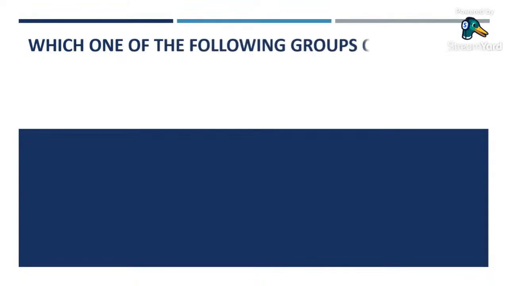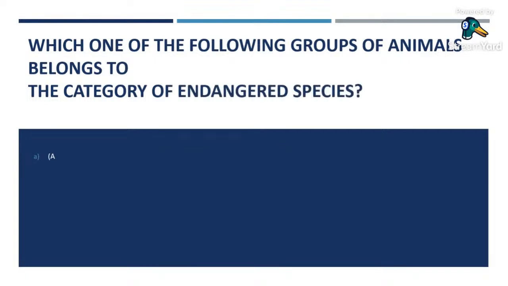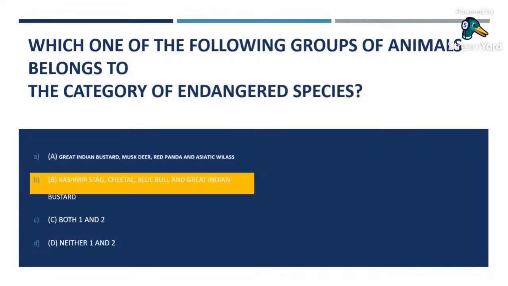Which one of the following groups of animals belongs to the category of endangered species? A. Great Indian bustard, musk deer, red panda, Asiatic wild ass. B. Kashmir stag, cheetah, blue bull, and great Indian bustard. C. Both 1 and 2. D. Neither 1 nor 2. So the correct option here is Kashmir stag, cheetah, blue bull, and great Indian bustard.